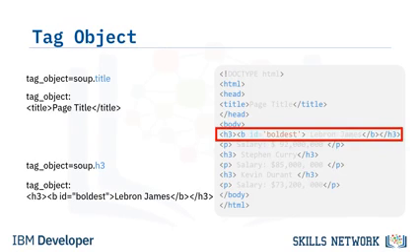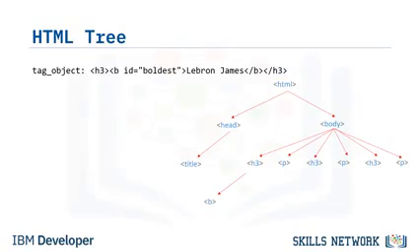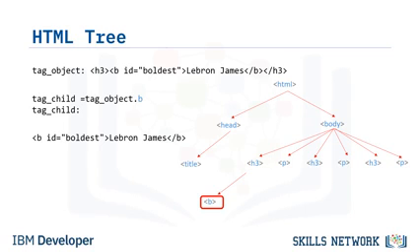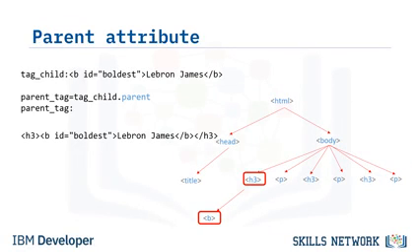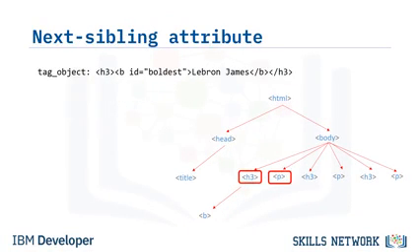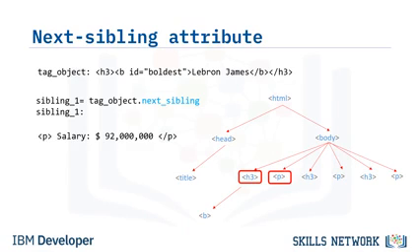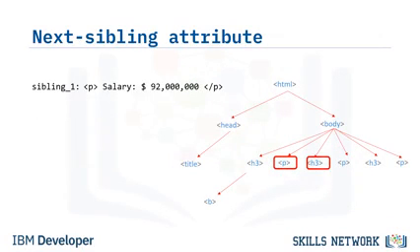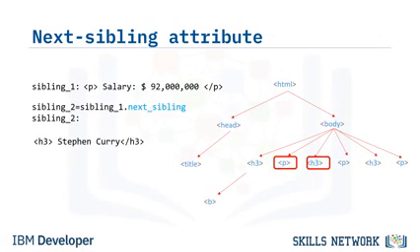To extract it, use the tree representation. The variable tag_object is located here. We can access the child of the tag, or navigate down the branch, as follows. You can navigate up the tree by using the parent attribute. The variable tag_child is located here, and we can access the parent. This is the original tag object. We can also find the sibling of tag_object. We simply use the next_sibling attribute. We can find the sibling of sibling_1. We simply use the next_sibling attribute.